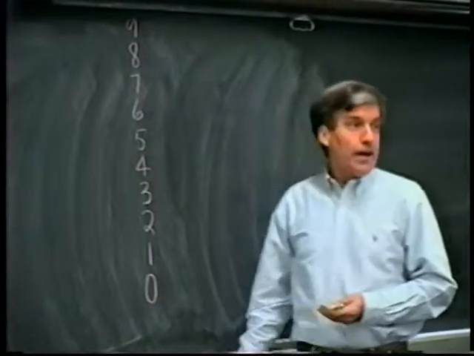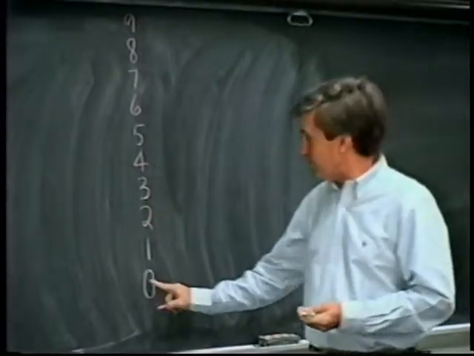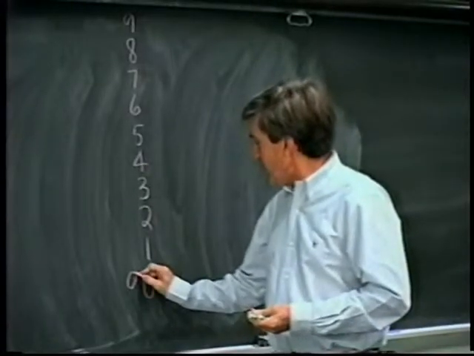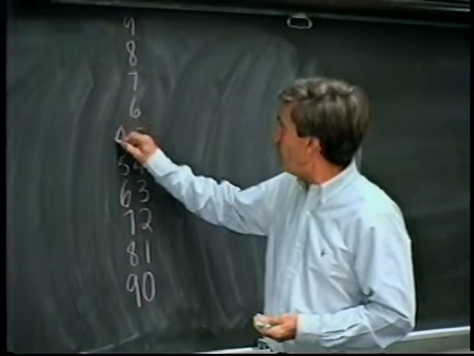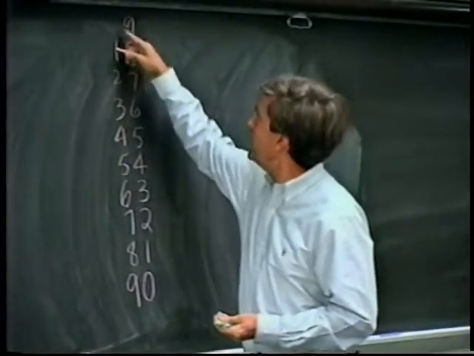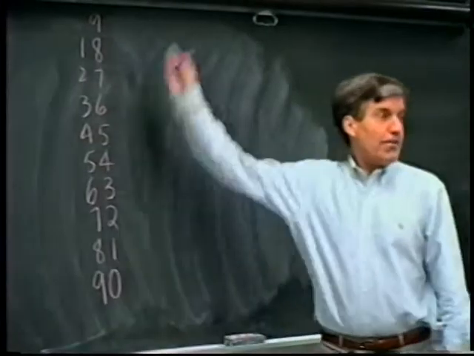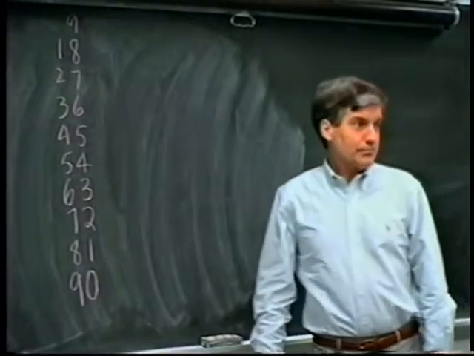Okay? And then after we get to 0, we'll start over with 9 and go 9, 8, 7, 6, 5, 4, 3, 2, 1, 0. And there you have all the multiples of 9. Okay?